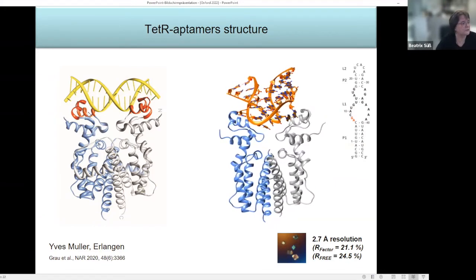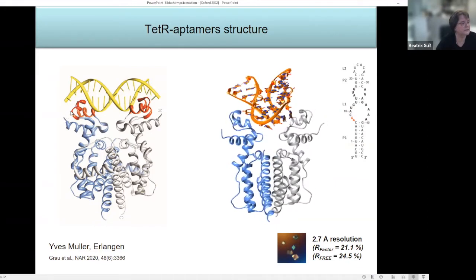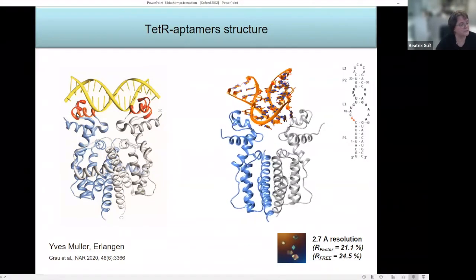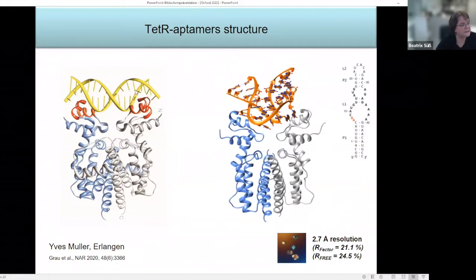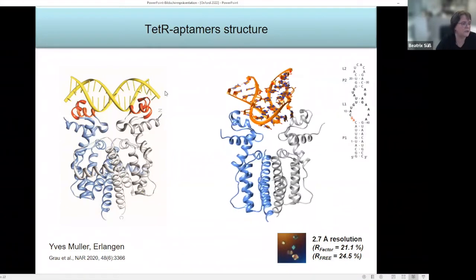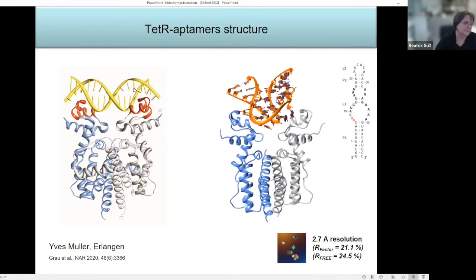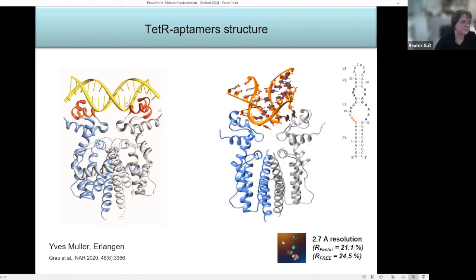So these are the two helices which are responsible for the very specific recognition of the DNA, here shown in yellow. And in orange, we have now here our aptamer, and it binds exactly to the same sites, to the same helix-turn-helix motif as the DNA.